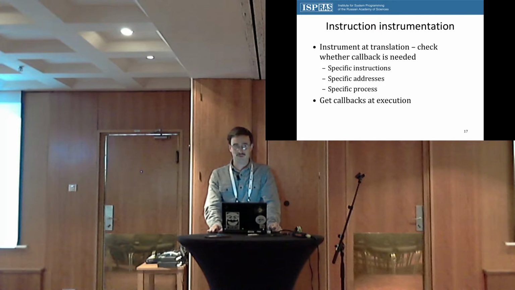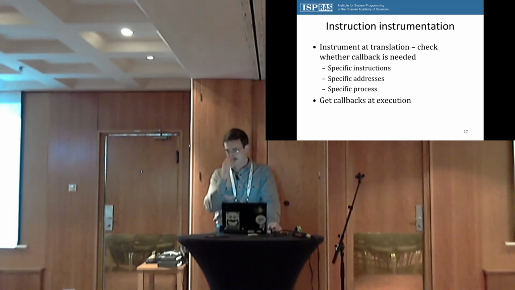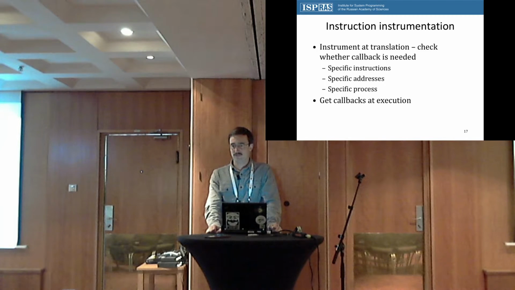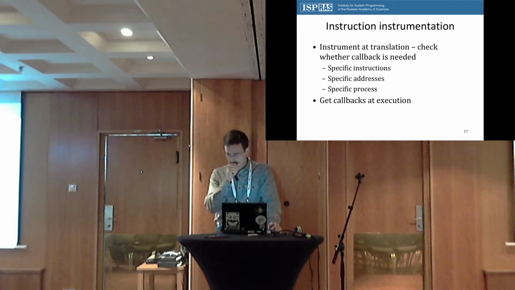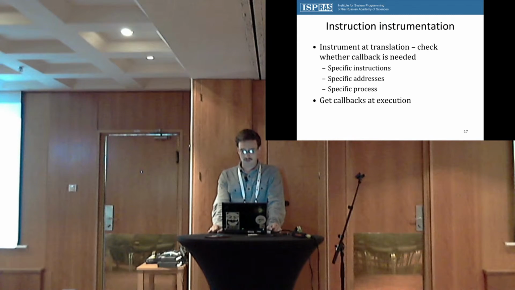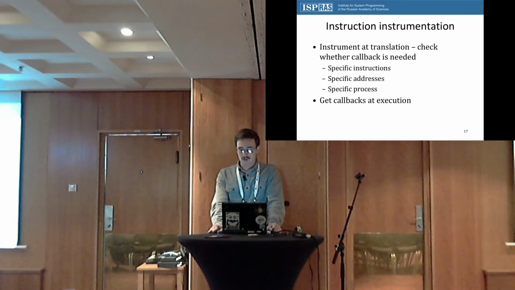Instrumentation is straightforward. We just react on the specific operation codes or specific addresses. Maybe we filter that for specific processes by comparing the page table address. And while this instruction is translated, we may accompany it with some callbacks that look like helpers in the target part of the translator.